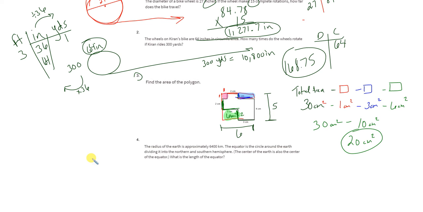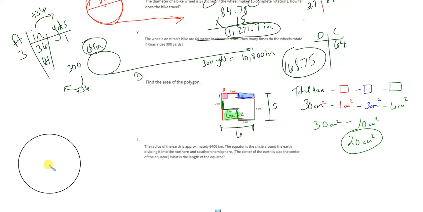Alright, the radius of the Earth is approximately 6,400 kilometers. So we've got our planet Earth here. And, ooh, that was awful. I'll tell you what, I can probably make this a little bit better if I use a circle drawing tool. That'd probably look better, wouldn't it? Oh, there's the Earth. Okay, so we've got our Earth.